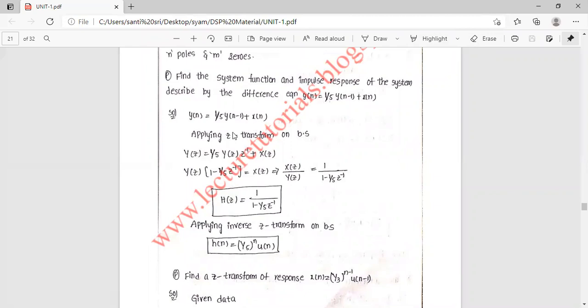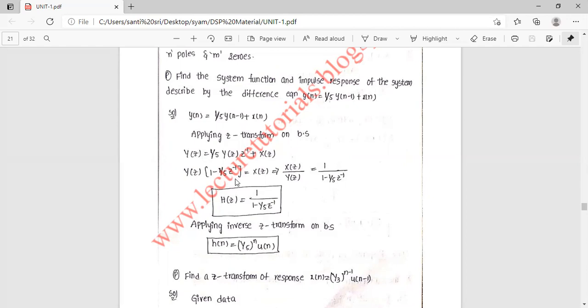First of all, we have to apply the z transform on both sides. Y of z equal to 1 by 5 into Y of z into z power minus 1 plus X of z, using the time shifting property. Taking Y of z as common, 1 minus 1 by 5 into z power minus 1 is equal to X of z. So Y of z by X of z is equal to 1 by 1 minus 1 by 5 into z power minus 1.